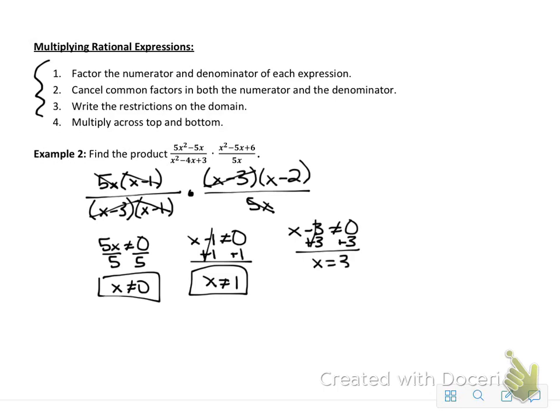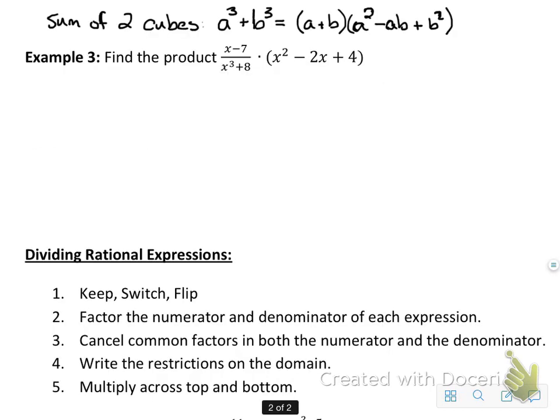So x cannot equal 3. And that's it. That's all that matches on top and bottom. So all we have left is x minus 2 on top. So x minus 2 is our final answer. And then we have that restriction, x cannot equal positive 3. Alright, so all of those things are required in order for you to get an answer correct. So let's do that one more time.